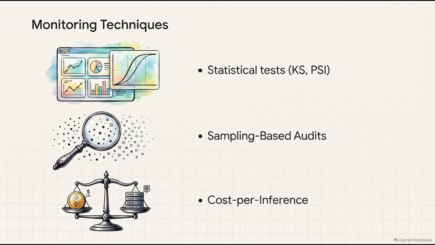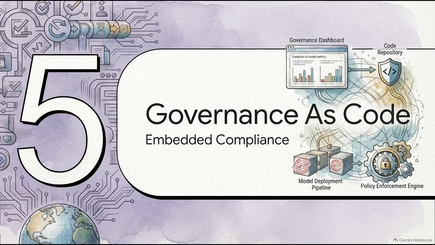Oh, and don't forget cloud costs. Tracking cost per inference is a massive 2025 operational standard to make sure your ML infrastructure expenses don't just spiral out of control. And finally, Section 5, Implementing Governance as Code.